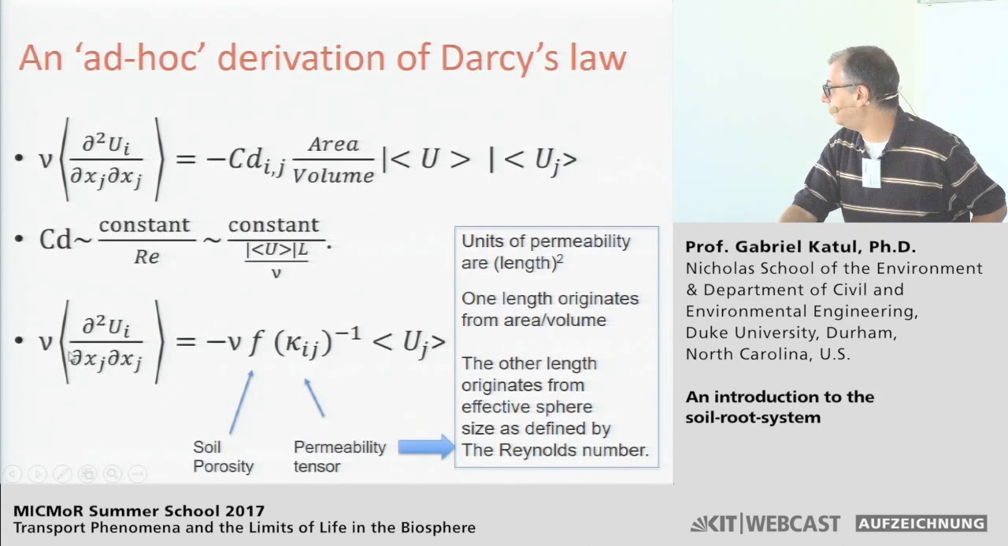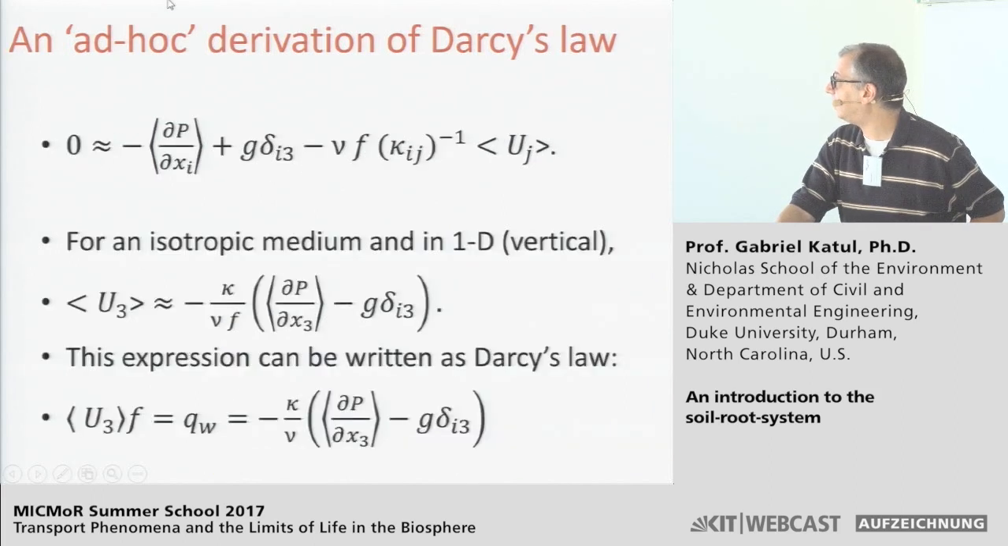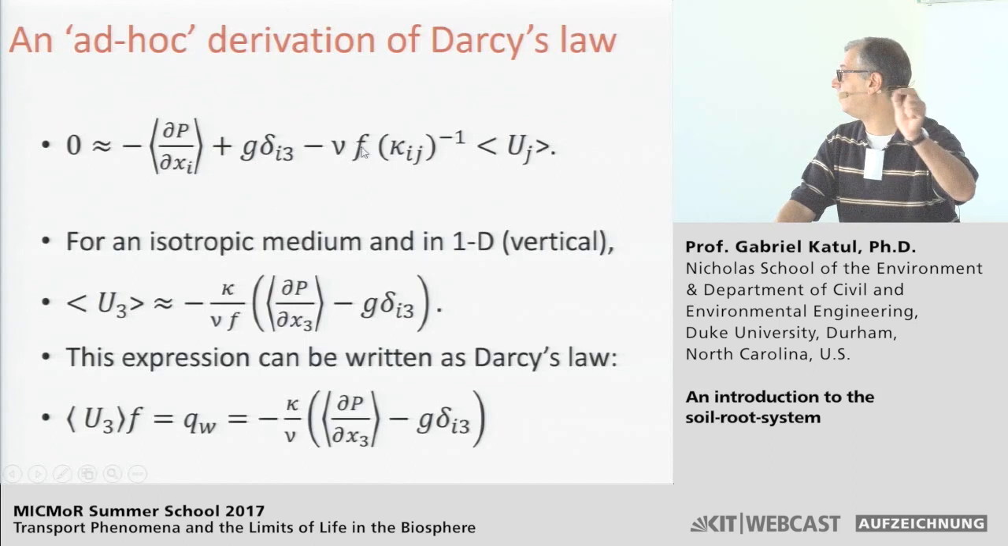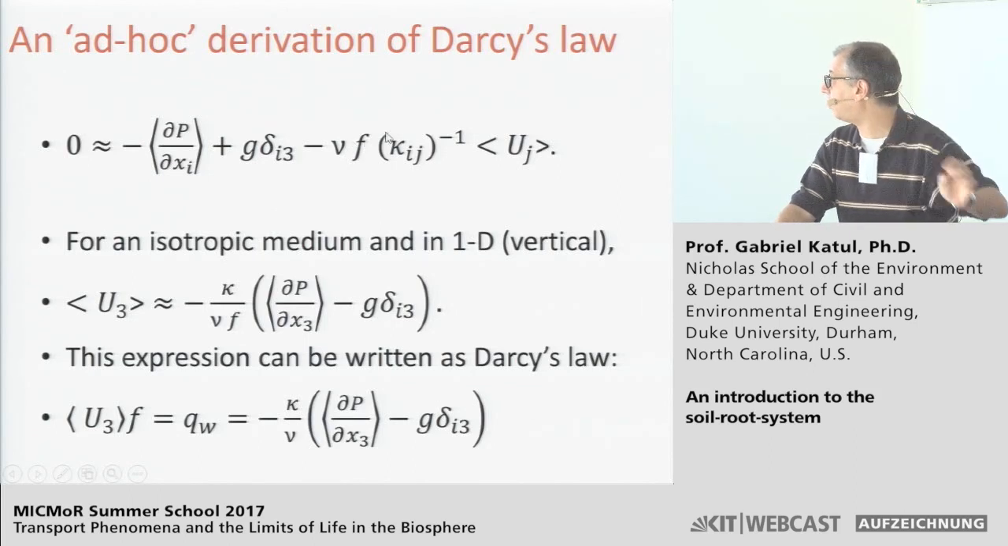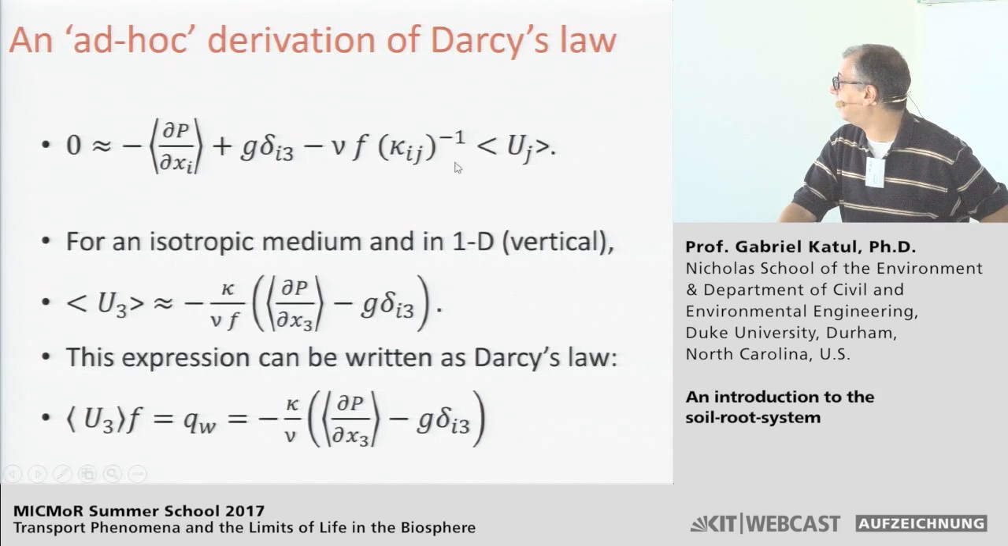So if you make this representation for the viscous stresses in the spatially averaged Navier-Stokes equation, and you plug it back, you find now that the pressure gradient averaged plus the gravitational term minus our representation for the effect of the viscous forces from every single solid particle on the moving fluid is now given here. Now, to illustrate, let's focus on a 1D case, vertical, so we keep the gravity intact. In this case, the vertical velocity is given by a constant permeability, viscosity, porosity, multiplied by the pressure gradient minus the gravitational term.